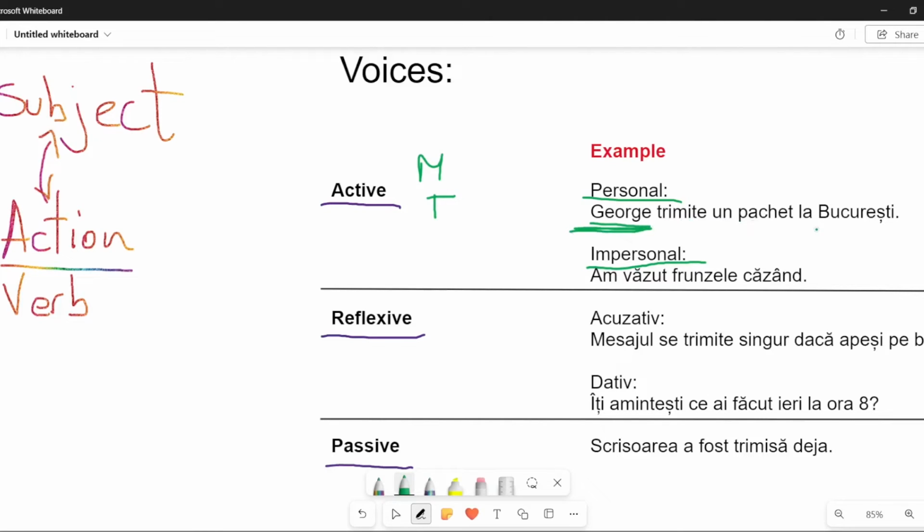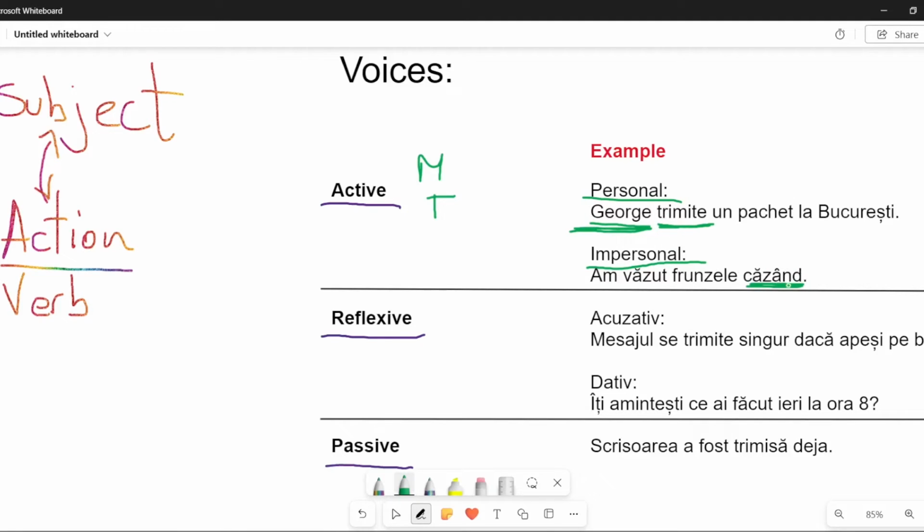George trimite un pachet la București. George is the subject. And the impersonal ones don't. Am văzut frunzele căzând. Căzând here is a verb in an active voice, in an impersonal mood, gerund, but doesn't have a subject. Basically, all it does is describes the leaves. Here in the first one, when looking at the verb trimite, this is in the third person singular, so it can be any other he or she or name, like George.